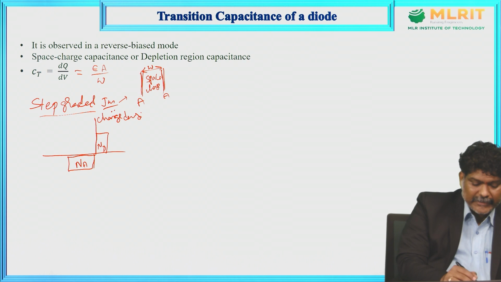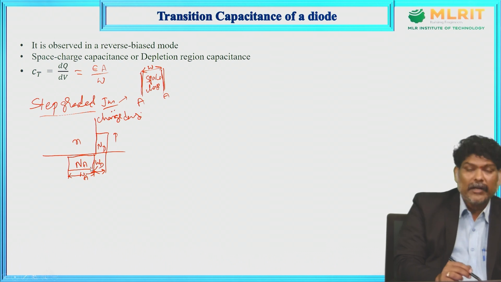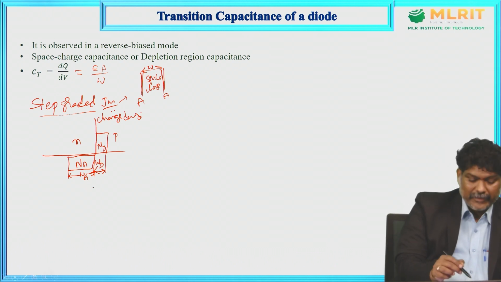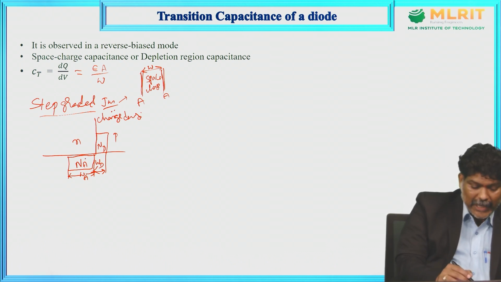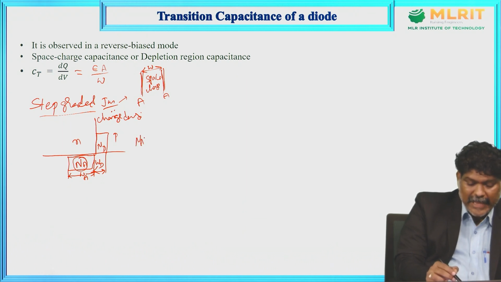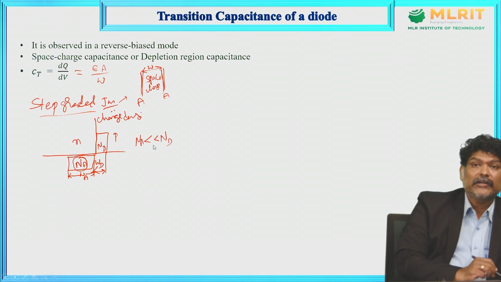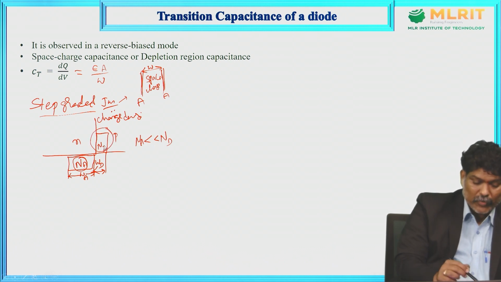On the x axis, this is the width of the depletion region in the acceptor, that is the N side or P side. The width of the donor, that is the P side, will be very less because here the acceptor concentration is less. Here the consideration is that the acceptor concentration is very less compared to the donor concentration. So here donor concentration is more, whereas here acceptor concentration is less.